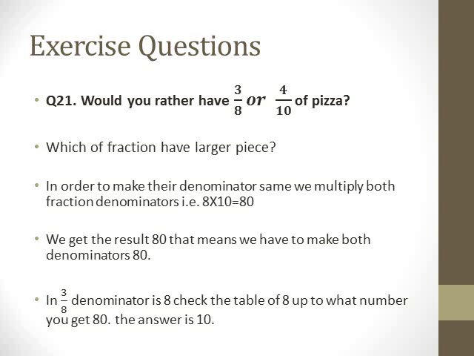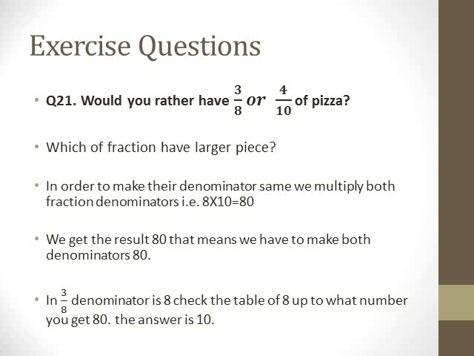The denominator of 3/8 is 8, and the second one is 10, which is the denominator of 4/10. When you multiply 8 by 10, you will get 80. This means 80 is the number. You need to convert both denominators into 80 so that you will be able to decide which is smaller and which is greater. So now check the first one, 3/8.